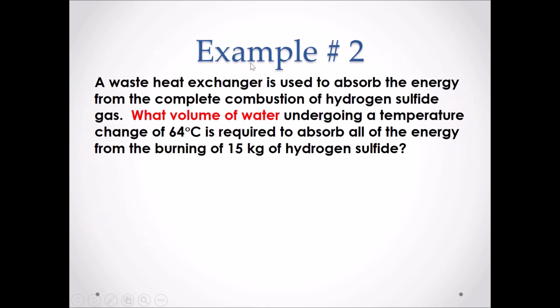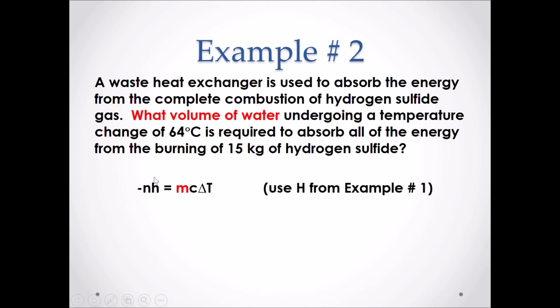Example number 2. A waste heat exchanger is used to absorb the energy from the complete combustion of hydrogen sulfide gas. What volume of water undergoing a temperature change of 64 degrees Celsius is required to absorb all of the energy from the burning of 15 kilograms of hydrogen sulfide? Pause the video and attempt this example.